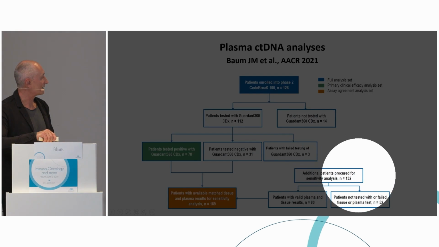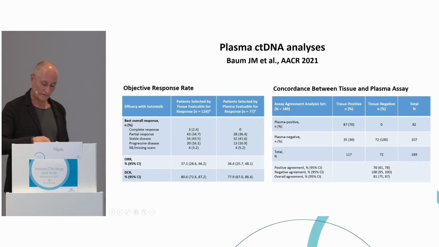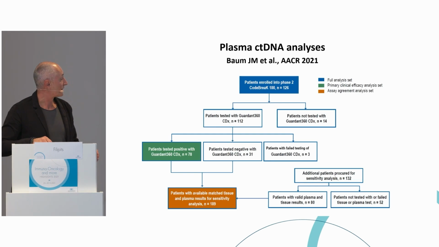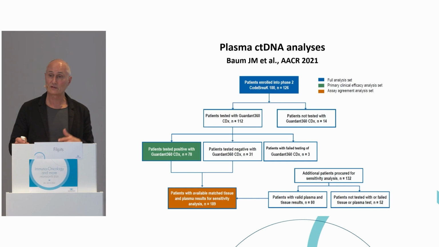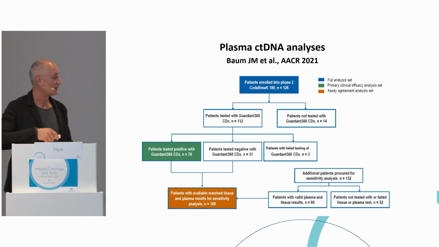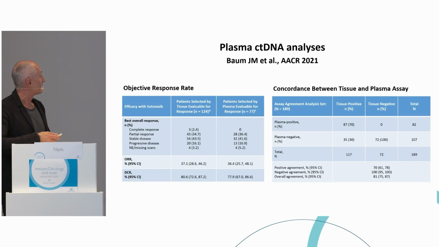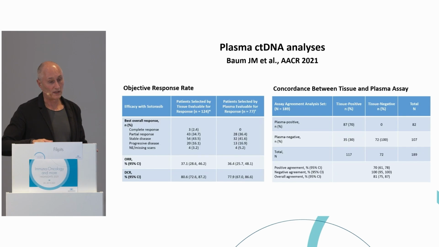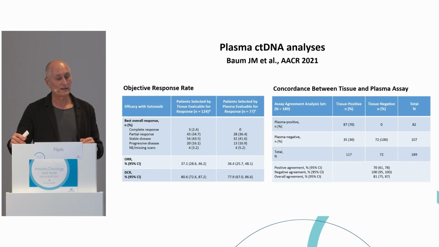So they combined these patients from the trial with additional patients, just to have more patients for the comparison between tissue and plasma, and they ended up with 189 patients. The good thing is the response rate between patients who were selected by tissue were similar to patients who were selected by plasma.